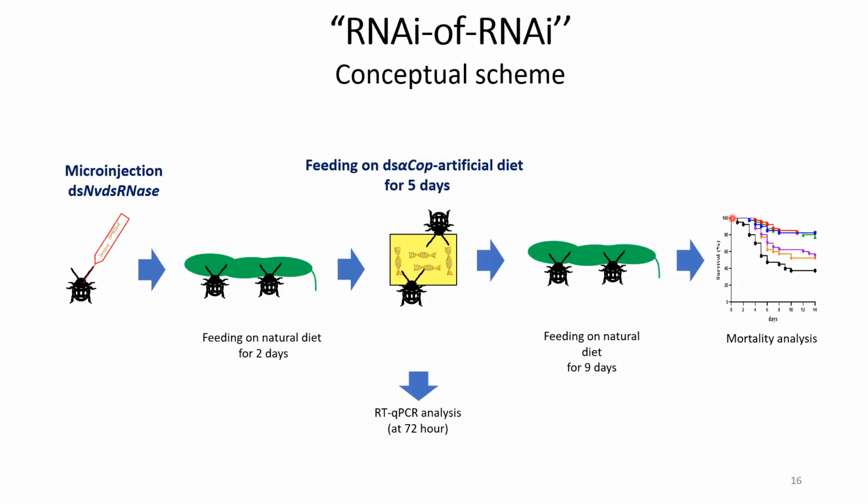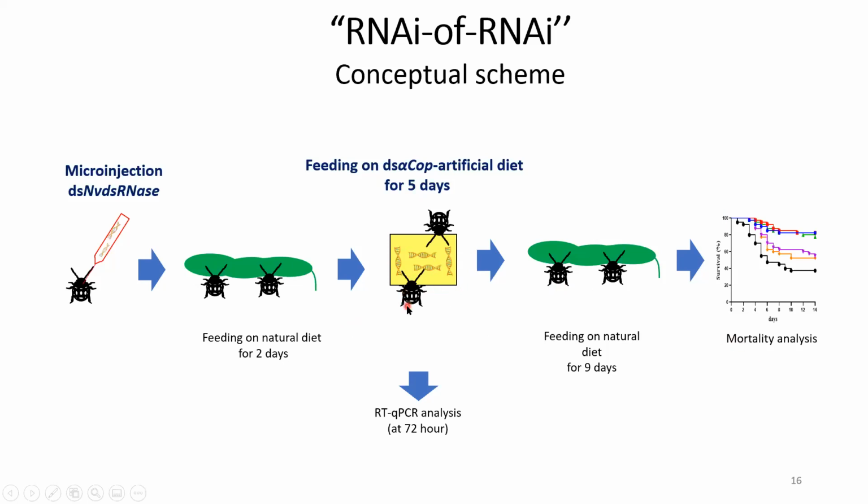Further, we used the RNAi concept to identify the role of these dsRNases in lowering the oral RNAi efficacy. First, the specific dsRNA was injected in the second instar, and then the insects were allowed to feed on the natural diet, so that the mRNA expression of this dsRNase gene was lowered. Then the same insects were allowed to feed on the artificial diet containing an essential gene dsRNA. Here we used Alpha-COP, and it was fed for 5 days and then transferred for 9 days. After 14 days, it was evaluated based on the mortality.